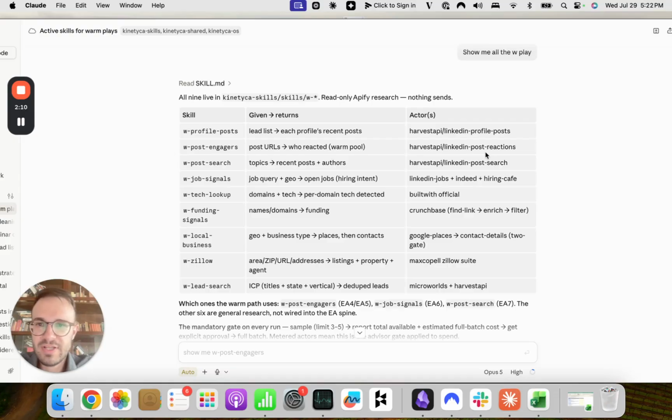Okay, so for example, the profile post skill: starting from a lead list, it finds for each lead the recent posts they've published. This is great for personalization. This is used for personalizing the copy directly in Claude. We have a list of people, it goes to find their LinkedIn link and LinkedIn activity, finds the posts they have published, and uses that post to personalize the message directly in Claude.